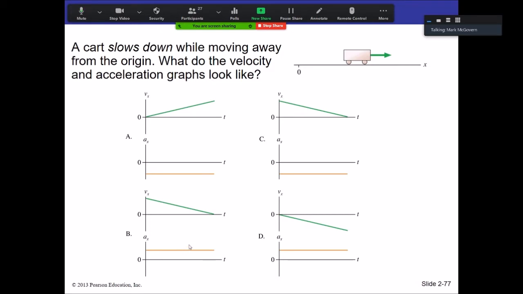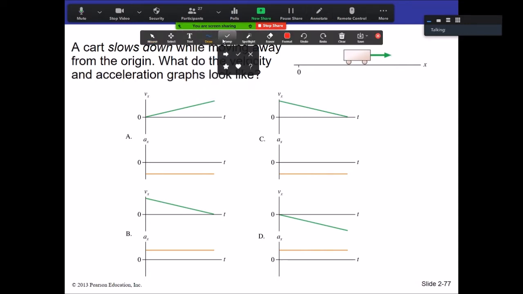Why? Let's see here. Our velocity is positive. So D is very wrong, right? D is wrong. D is wrong. You've been condemned.